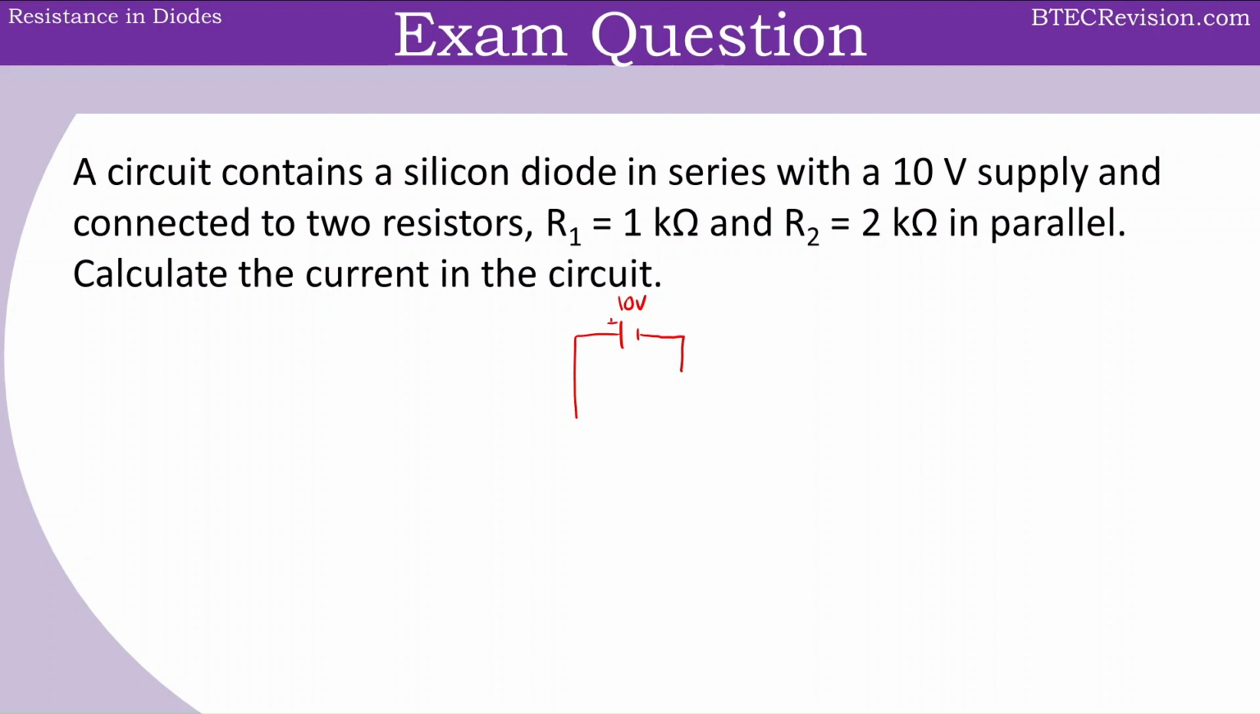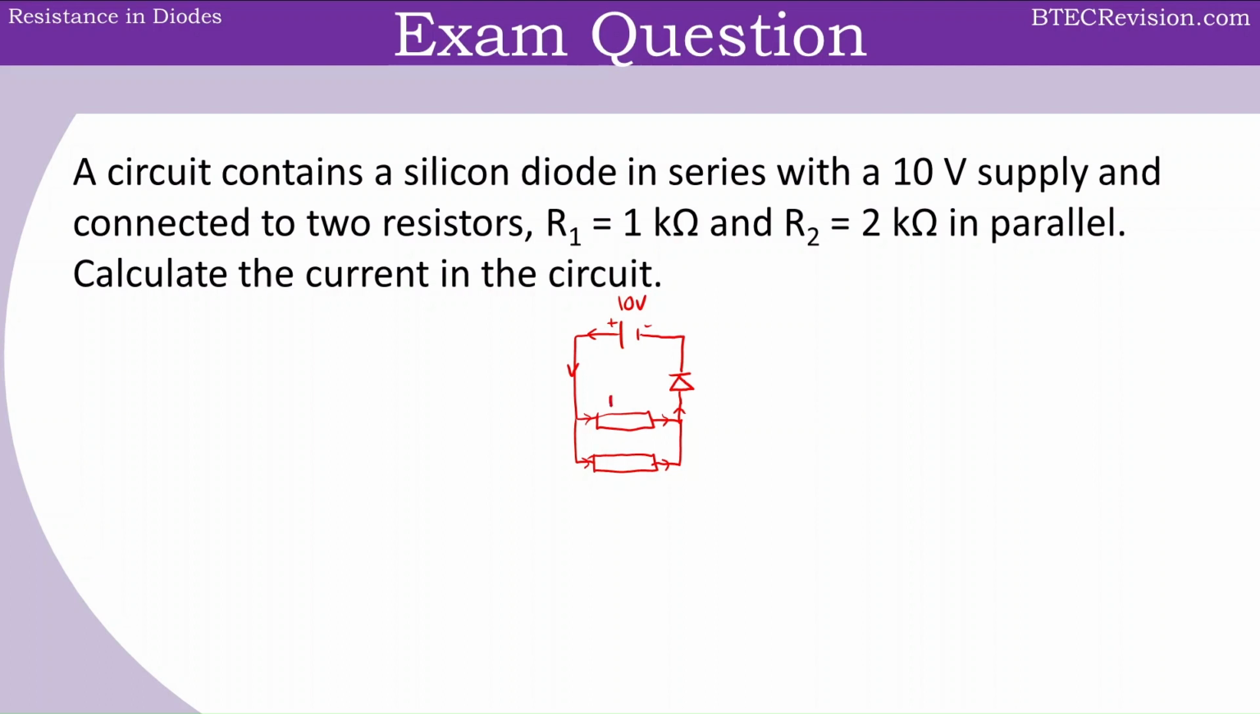If you look at the cell, the longer side is positive and the shorter side is negative. And looking at the conventional current, it's going to flow from positive to negative. And as we go down, we'll have resistors in parallel. And then finally, when the current flows through, it's going to come back up and the diode should be in the same direction, considering it is in forward bias.